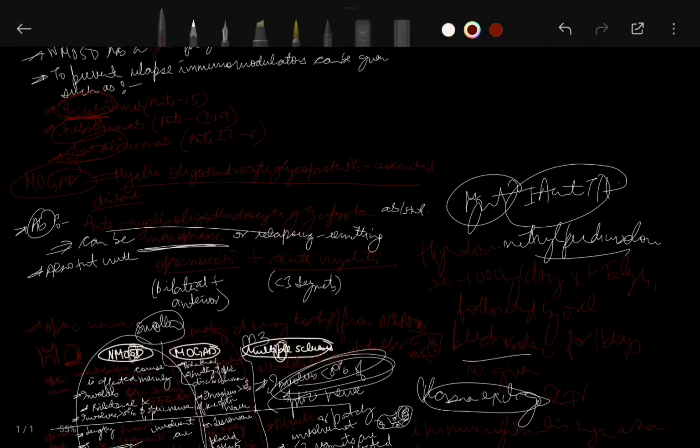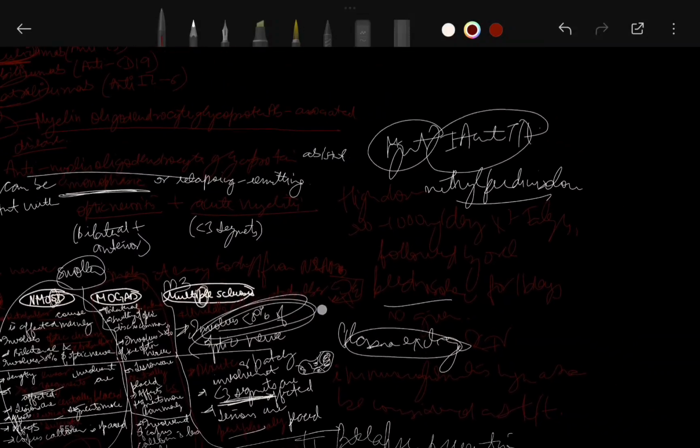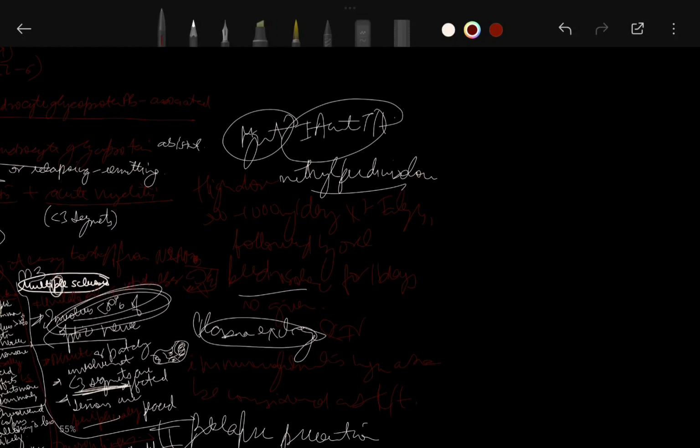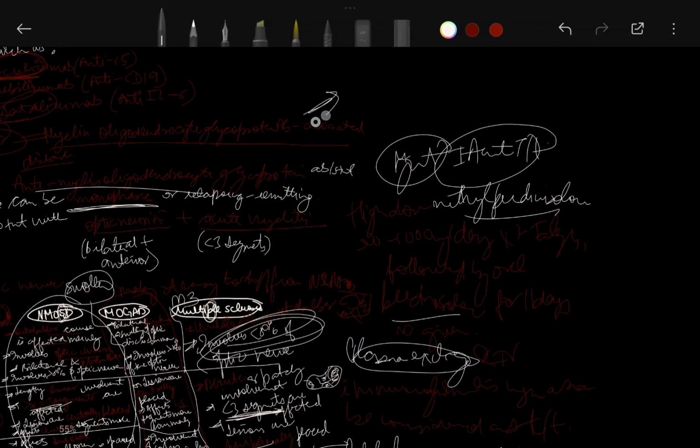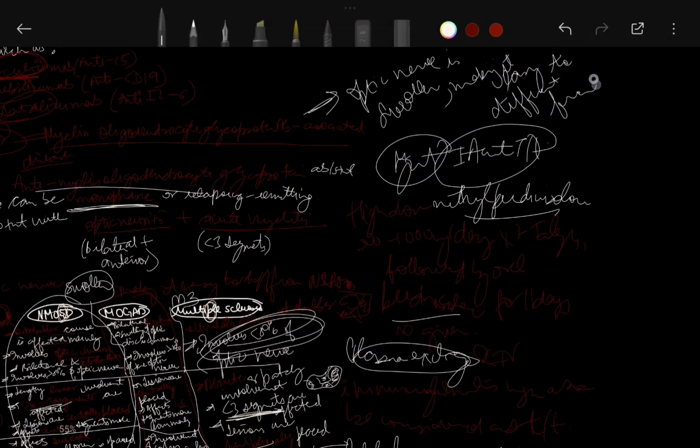The main symptoms are again optic neuritis, which is bilateral and anterior. More than 50% of the optic nerve is involved, and swelling of the optic disc is also present, and acute myelitis is there, less than 3 segments, and centrally it mostly affects the lumbosacral segments. Usually in this case, the optic nerve is swollen, making it easy to differentiate from multiple sclerosis and NMOSD. This is a differential diagnosis of this disease.